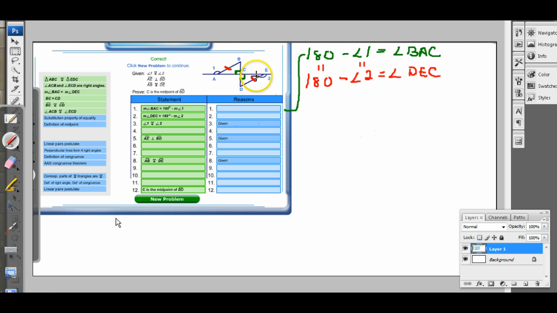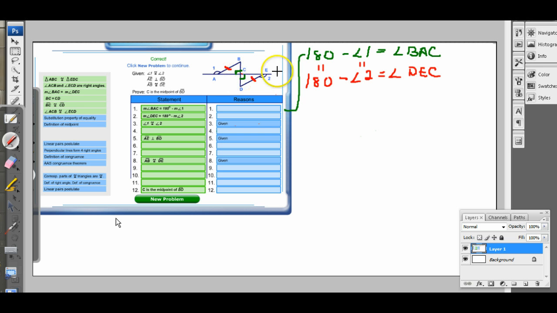Now, they're not inside the triangles, but we can use the fact that angle 2 and its other part of the pair, this pair of angles, make 180 degrees. And at the same token, these two angles that create a pair make 180 degrees with this line here.